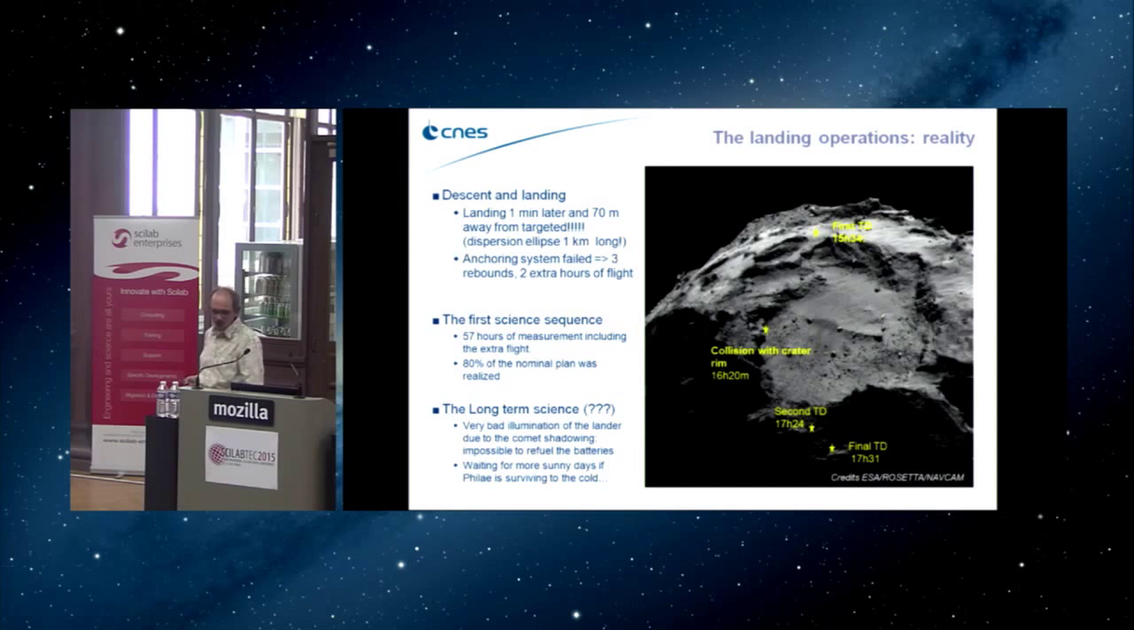But the anchoring system didn't work, and because of the low gravity of the comet, Philae rebounded, and at first a collision with the rim of the crater, and a second collision here, and it went to stop its rebound trajectory in this location about 2 hours after nominal touchdown.